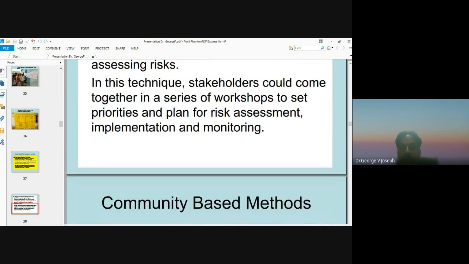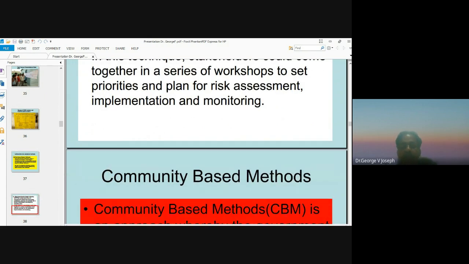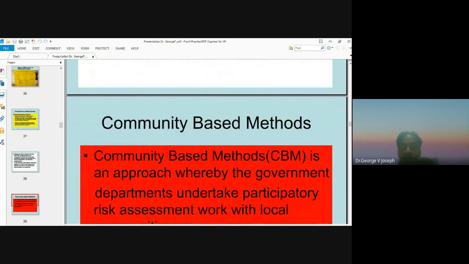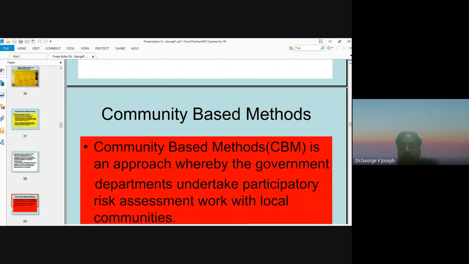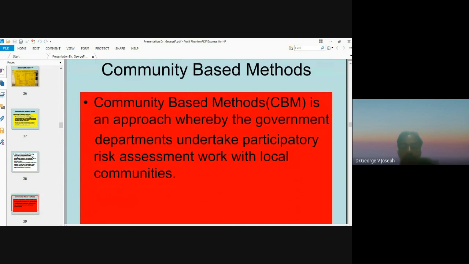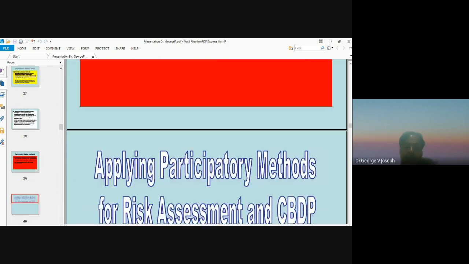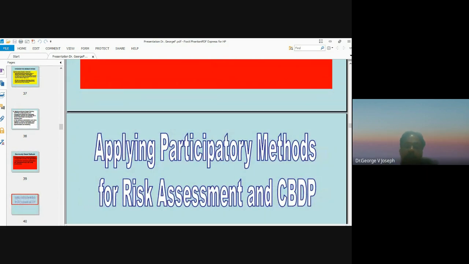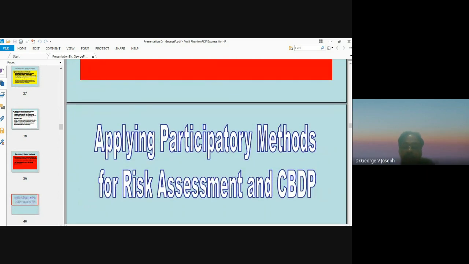Then there are also community-based methods, wherein the government departments undertake participatory risk assessment work with local communities. I think one of you has spoken about this issue: you have involved the local community for assessment of risk. And we normally use something known as participatory risk assessment methods.